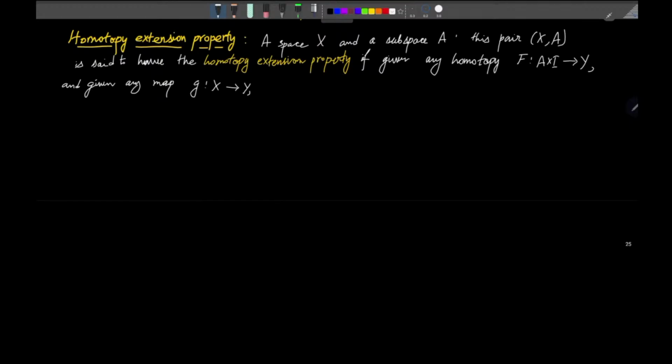Given a homotopy from the subspace to the space Y, and any map G from the entire space to the same space Y, there is, okay, one thing, not any map would work. There is a small condition, such that F of a comma 0 is equal to G of a for all a in A. That is necessary. So the map G agrees with the first map of the homotopy F on whatever the subspace A is. So we'll look at an example in a second. Just let me get the statement right out here.